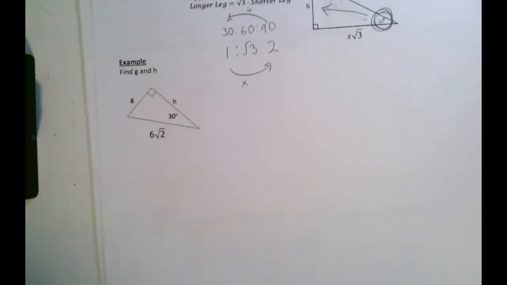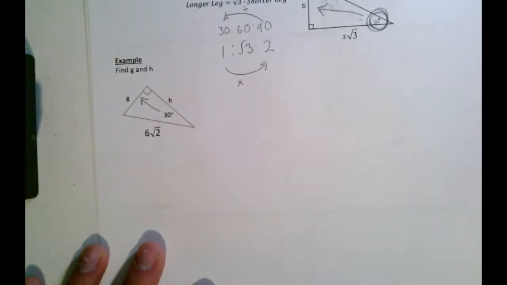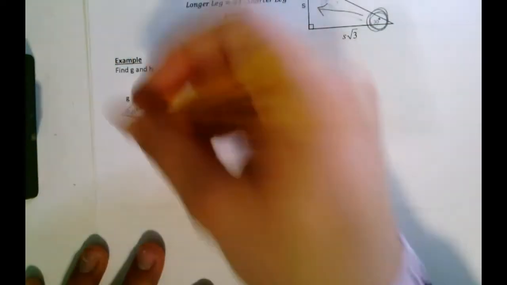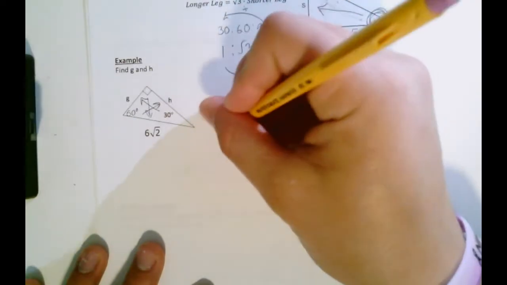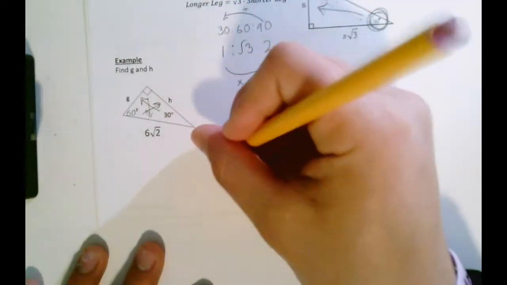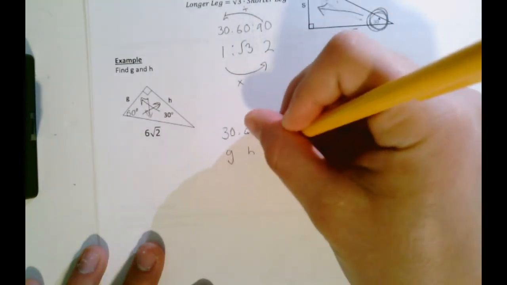So let's do this problem down here. Right now, across from the 30, I have G. Across from what would be 60, I have H. And across from the 90, I have the 6 root 2. So I'm going to set up my 30, 60, 90, and I'm going to write G, H, and 6 root 2.